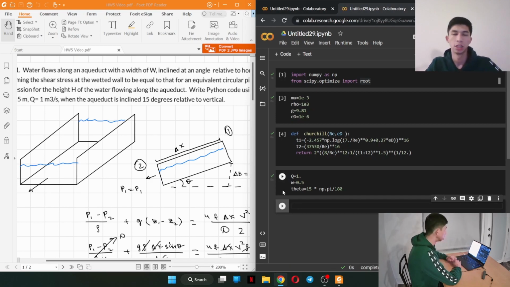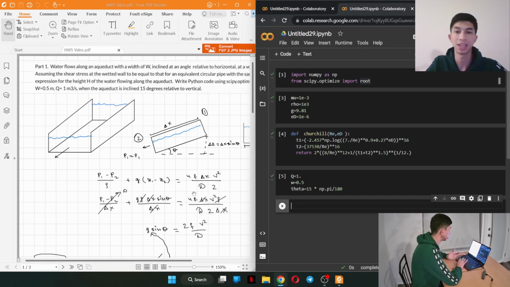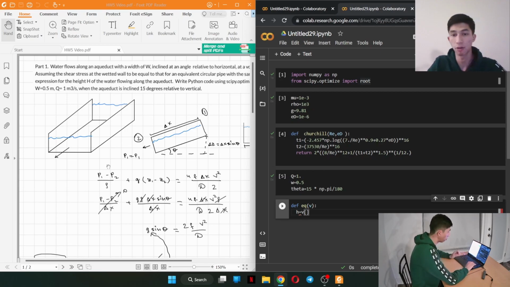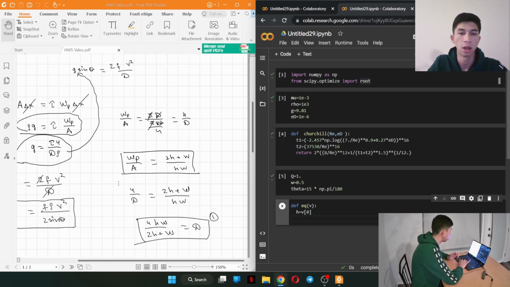If we run it, what we originally wanted is to use the root solver, right? The root solver has to take some function, the right hand side function, and it solves such that the right hand side is equal to 0. So now we're going to define an equation, and it's going to take a vector. Our height is going to be the first element in our vector. Python indexing starts from 0, so that's why it's going to be 0. And here we have to write down our derived equations.